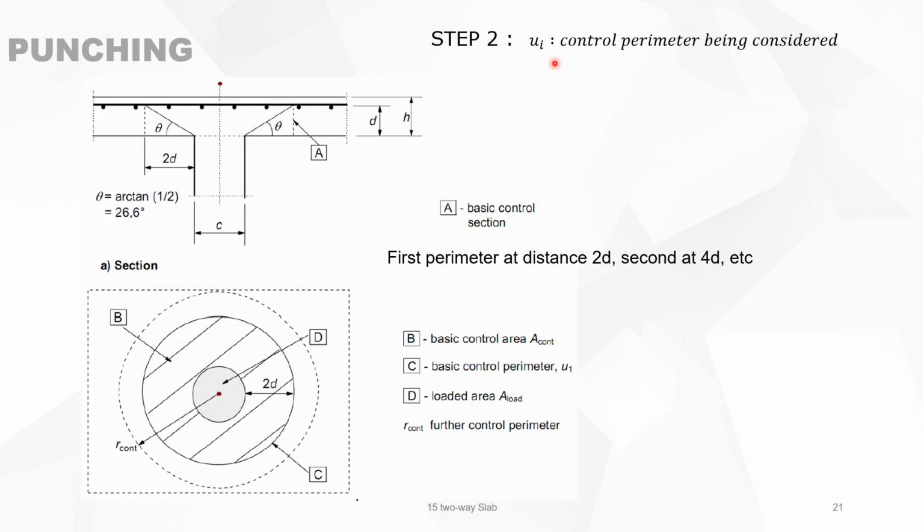Step 2, we will calculate the control parameter. The first control perimeter is at 2d, the second control perimeter is at 4d, and so on, 6d, 8d, and so on. For the first control perimeter, we calculate the mean effective depth regarding the tension reinforcement, that's d. Then we take a distance 2d from the face of the column, and that's our critical perimeter.